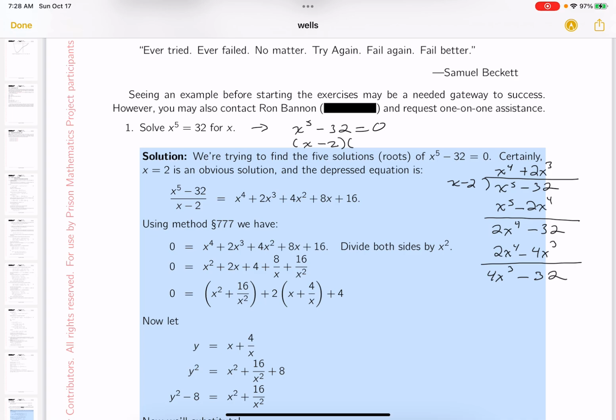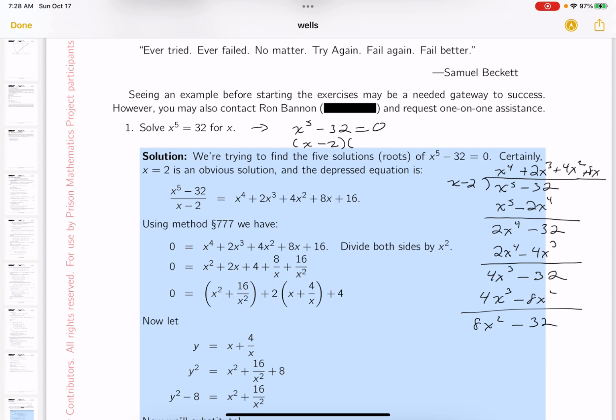What do you do now? Let's take a look. It's going to be plus 4 now, right? 4x squared. What do you get there? 4x cubed minus 8x squared. Well, I've got to subtract now. You get 8x squared minus 32. And then what do you get? Well, let's take a look. It looks like plus 8, right? Plus 8x. What do you get?